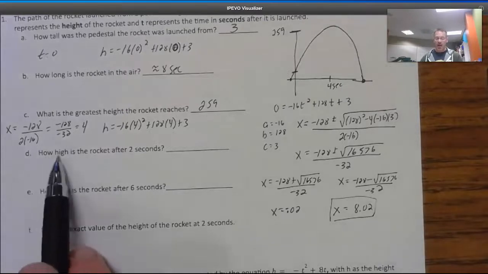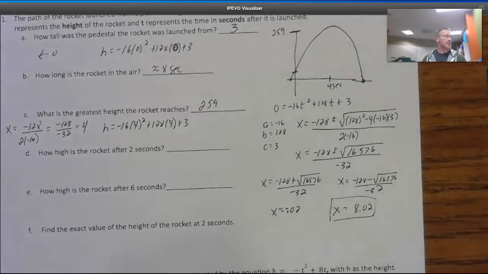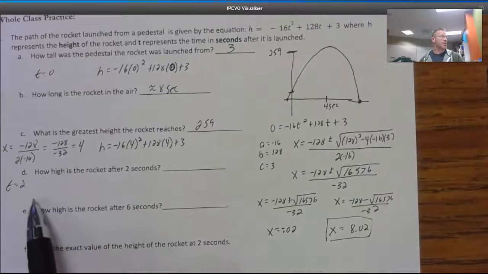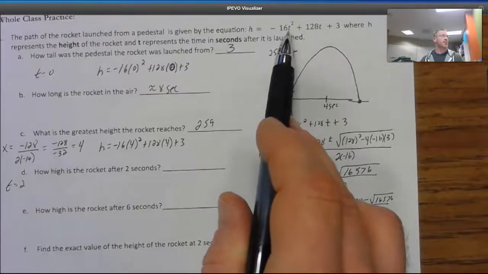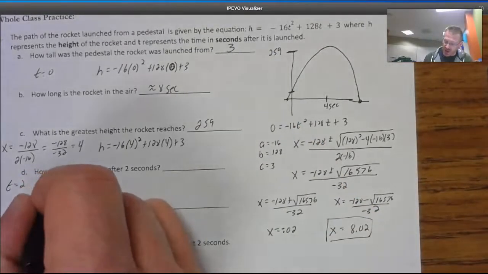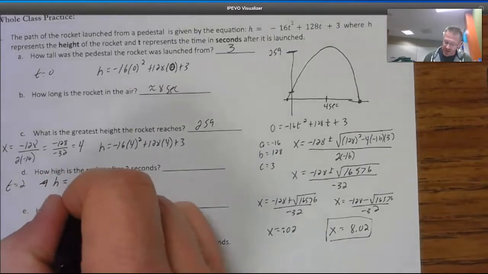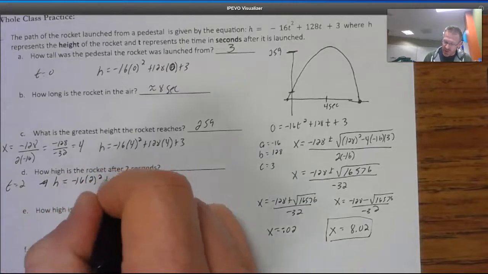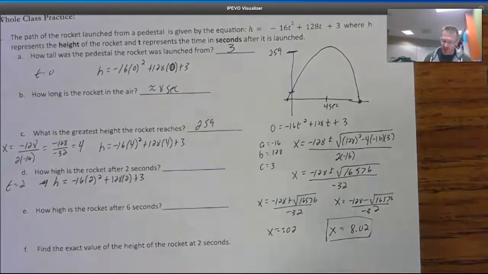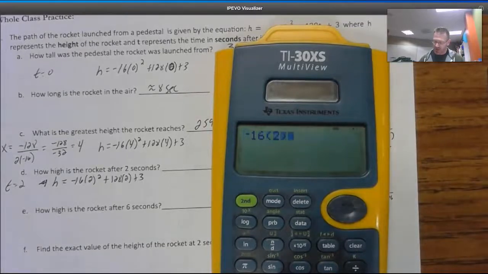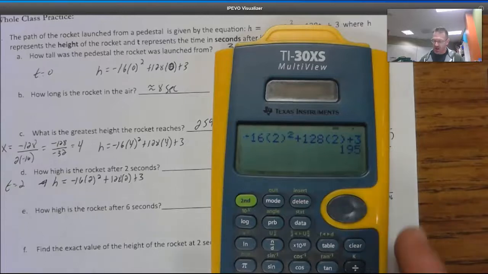All right, now, how high is the rocket after 2 seconds? Well, that tells me that the time is 2. Once again, that tells me what to plug in for t. So this is a lot like what we just did. Height is negative 16 times 2 squared, and then plus 128 times 2, and then plus 3. So labeling your variables, knowing what you're looking for, will help you with the problem as well. Let's type all this in. Negative 16 times 2 squared, plus 128 times 2, plus 3. And it's 195.